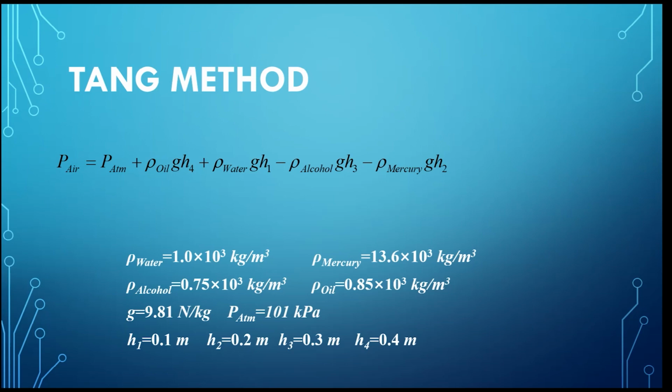The lengths of the pressure-causing fluid columns are H1 equals 0.1 meter, H2 equals 0.2 meter, H3 equals 0.3 meter, and H4 equals 0.4 meter. This leads to the result of 76.4 kilopascal.